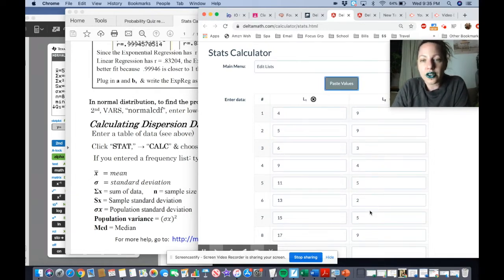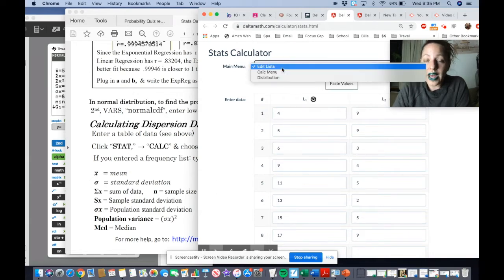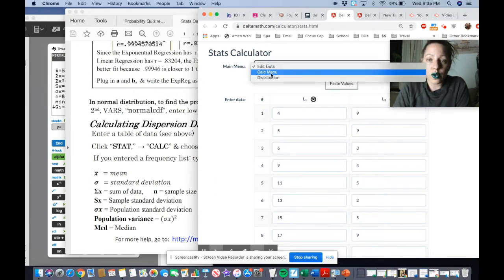So thank Zach for Delta Math that he did that. So the first thing is just entering the data. Next thing we're going to do is calculate. So instead of edit list, we're now going to go to the calculate menu.